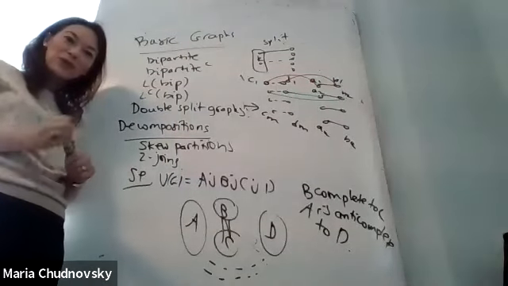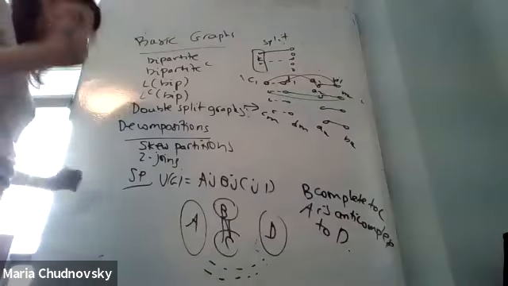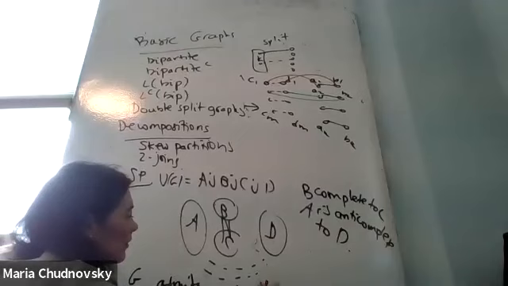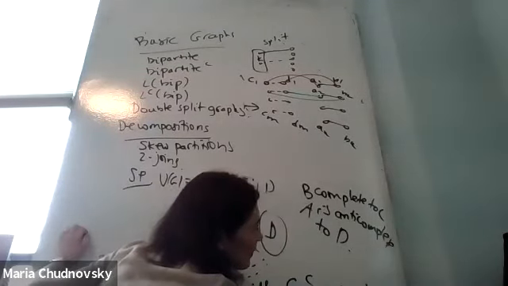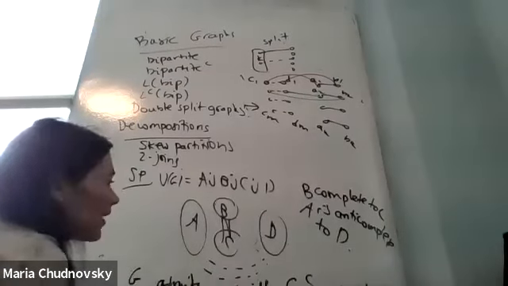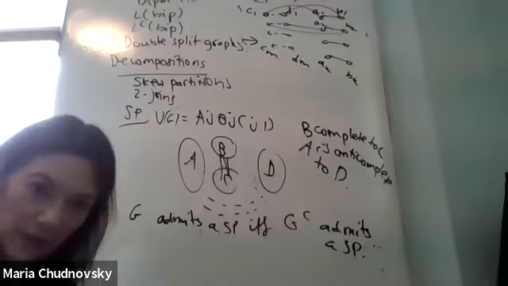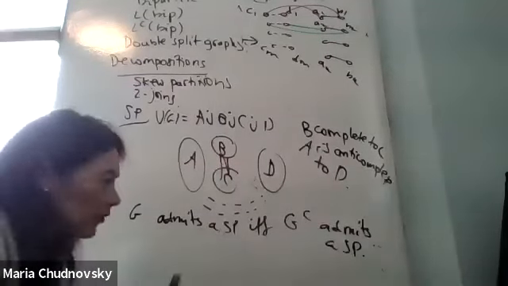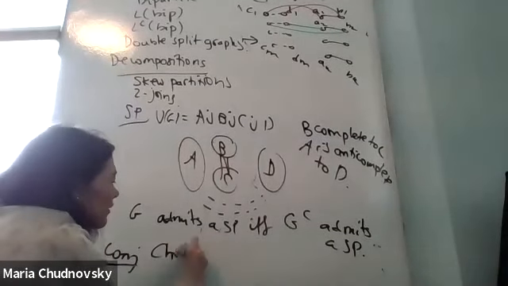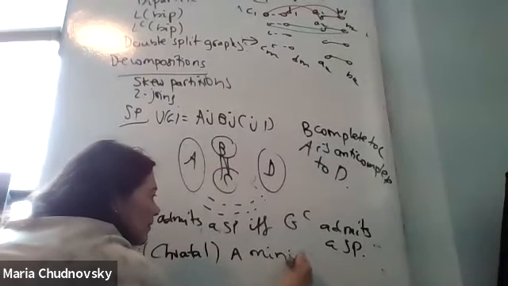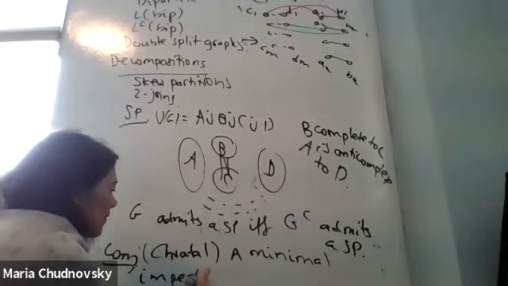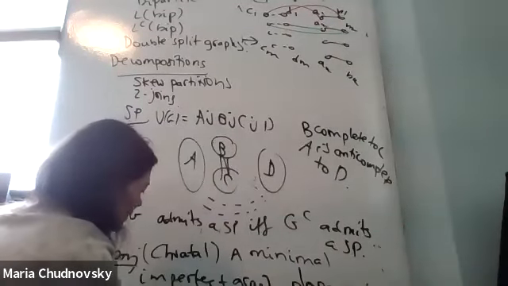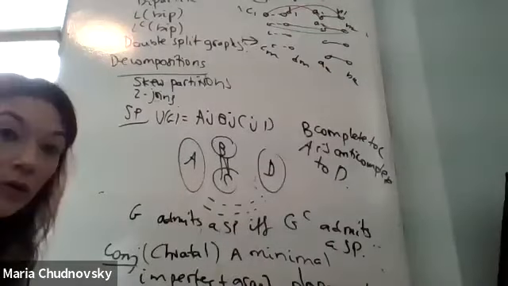And that's nice. That means it somehow belongs to the world of perfect graphs, which is self-complementary. G admits a skew partition if and only if G complement admits a skew partition. And Chvátal conjectured that skew partitions are good for this theorem, that a minimal imperfect graph does not admit a skew partition. So it's called the skew partition conjecture. Chvátal: a minimal imperfect graph does not admit a skew partition.